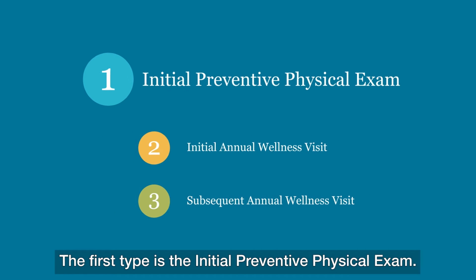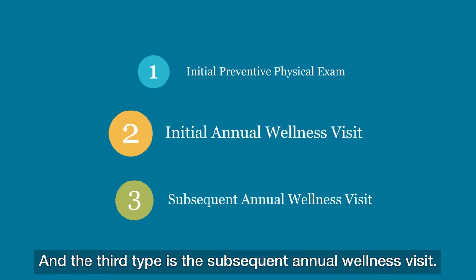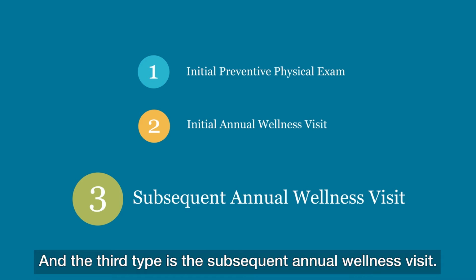The first type is the initial preventive physical exam. The second type is the initial annual wellness visit. And the third type is the subsequent annual wellness visit.